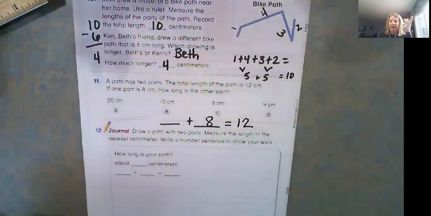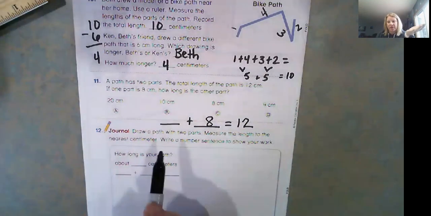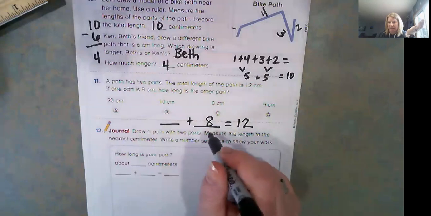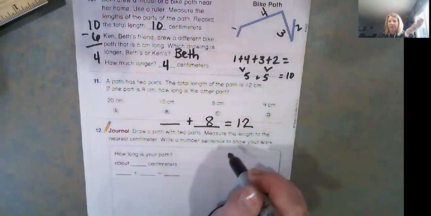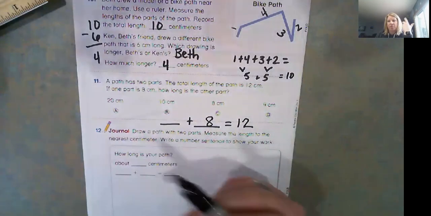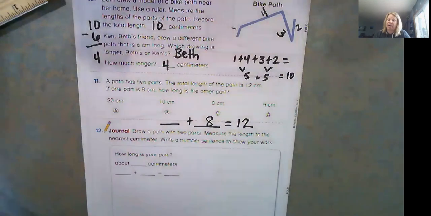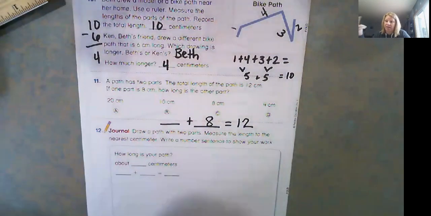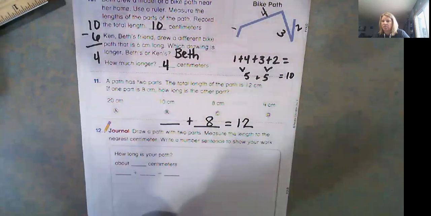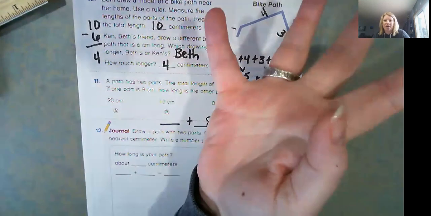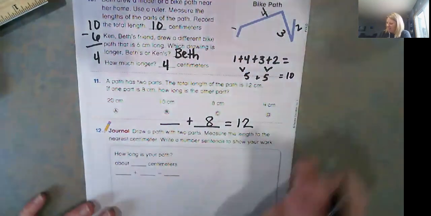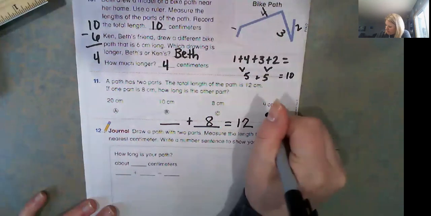So I could count on. Maybe you already know the answer. Maybe you could subtract, right? We learned that we could subtract to find that missing number. We could do 12 minus 8. So if I do 12 minus 8, I'm going to get 4. Or if I count on, if I'm at 8, 9, 10, 11, 12, it's 4. Okay, so it's 4 centimeters is our missing piece.